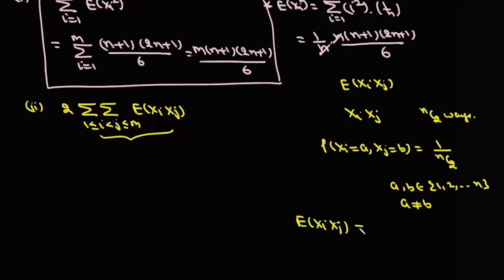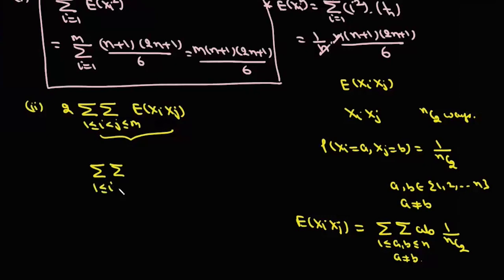Now if we look at the expectation of xi into xj, it will simply be this product AB and then this probability 1 upon NC2, where both A and B lie between 1 and n, and where A is unequal to B. So for the sake of simplicity, rather than changing the variables to A and B, we'll simply write this as the summation over i and j, which lie between 1 and n, where i is unequal to j, of i into j upon NC2.